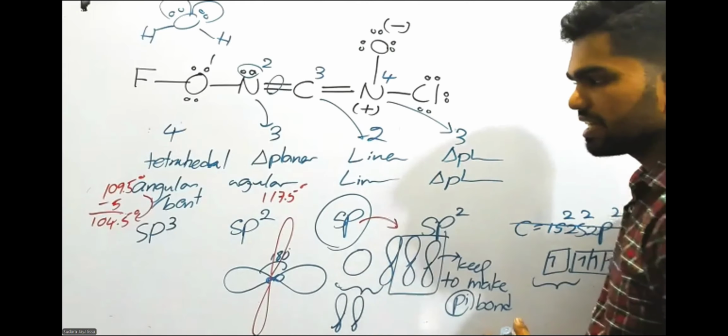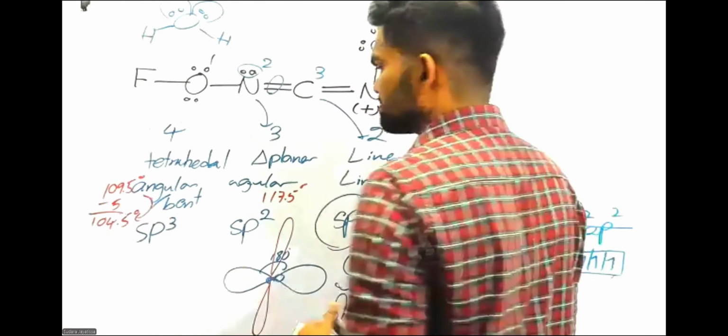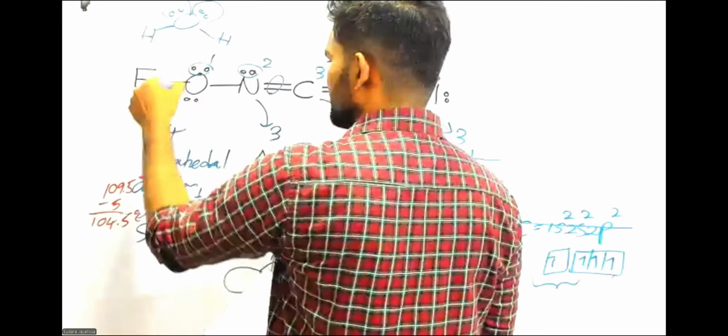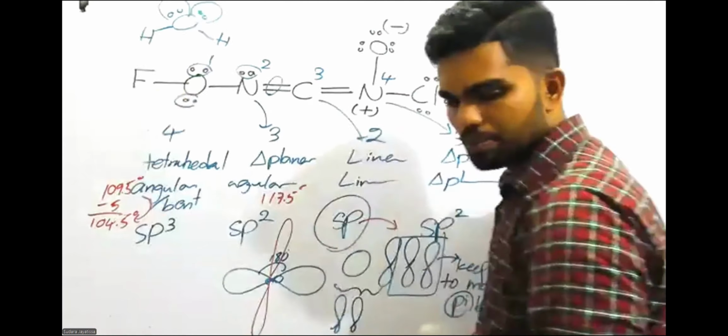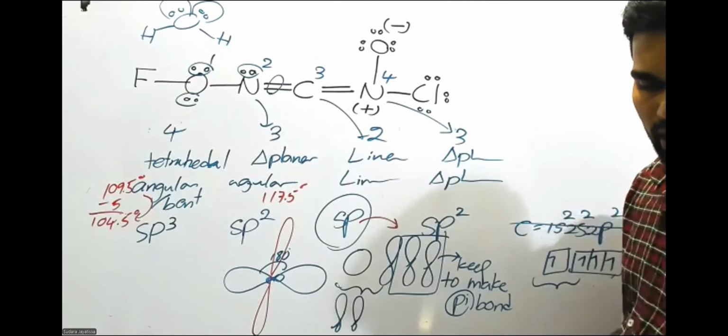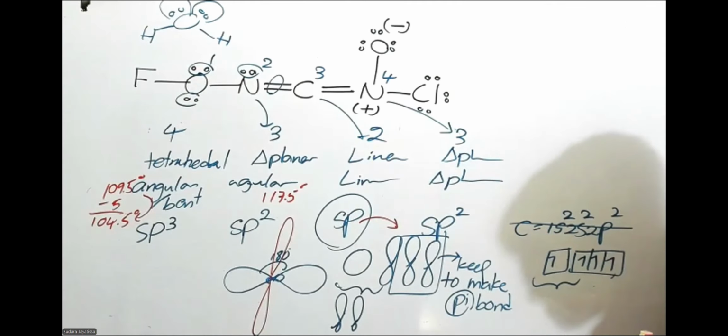Yes, one of you is asking why I subtracted 5 degrees? Because there are 2 lone pairs now. For 1 lone pair, we subtract 2.5. Okay? For 1 lone pair, we subtract 2.5. Right, so let's come back to the question.